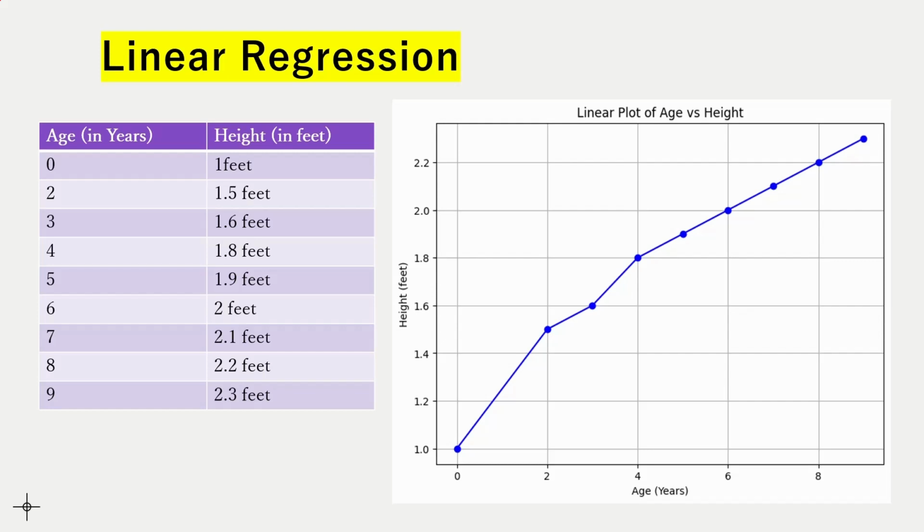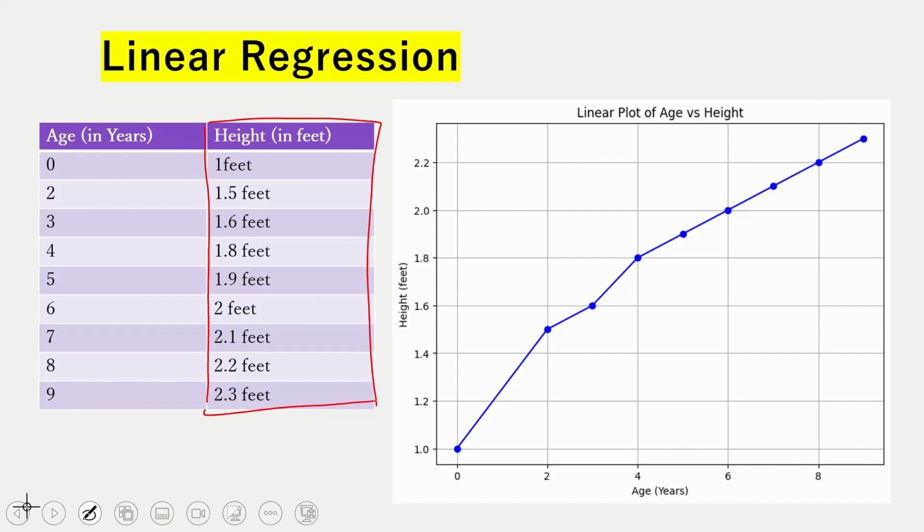In this video, I am going to explain linear regression. If the output variable is continuous, we should apply any of the regression algorithms. Here you can see the height is a target variable, the data spread is continuous, so we can apply any of the regression algorithms.